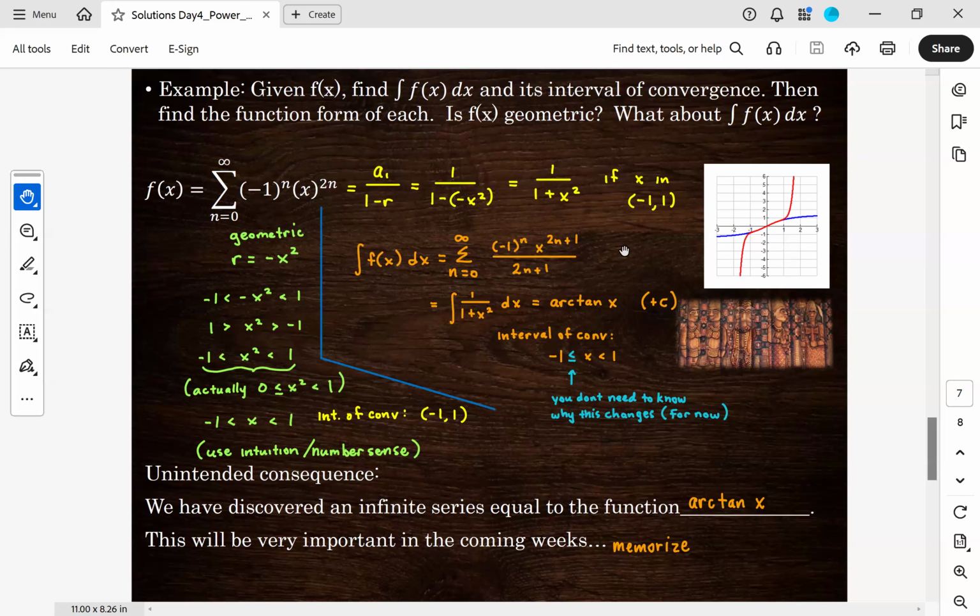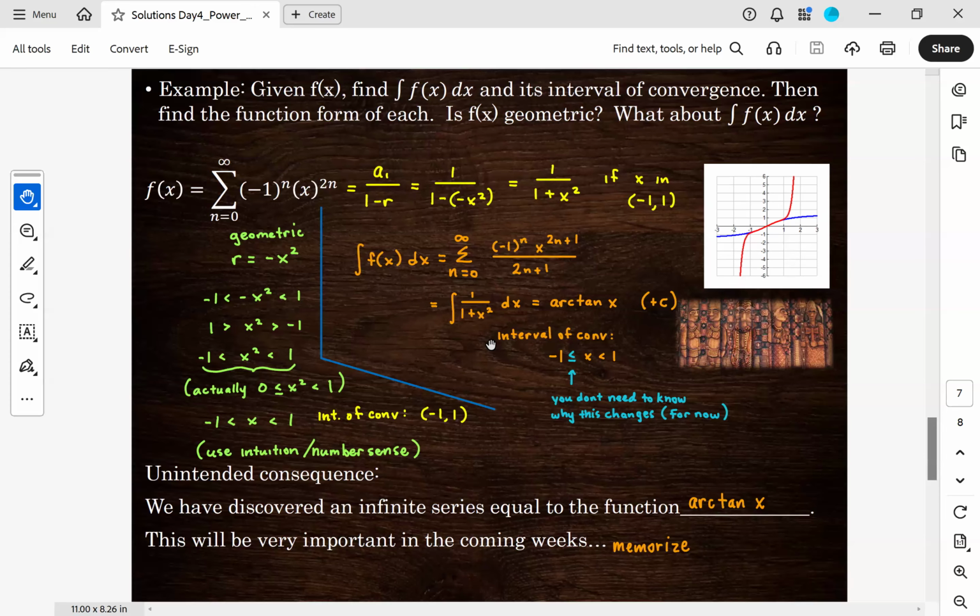Interval of convergence. It turns out there is a slight change compared to the original series and function. The lower bound is now inclusive. I don't need you to know yet why that is. We'll talk about that later, but just be aware that there is a change.